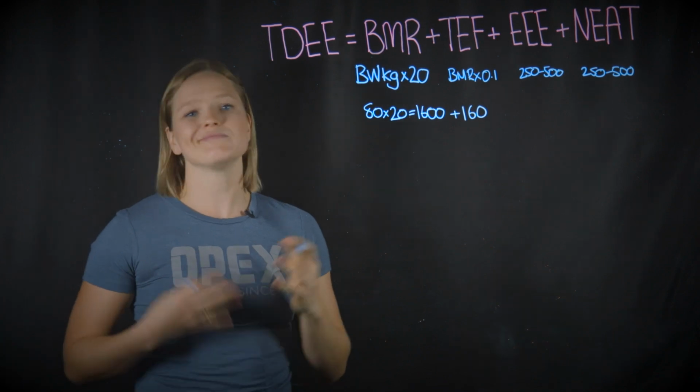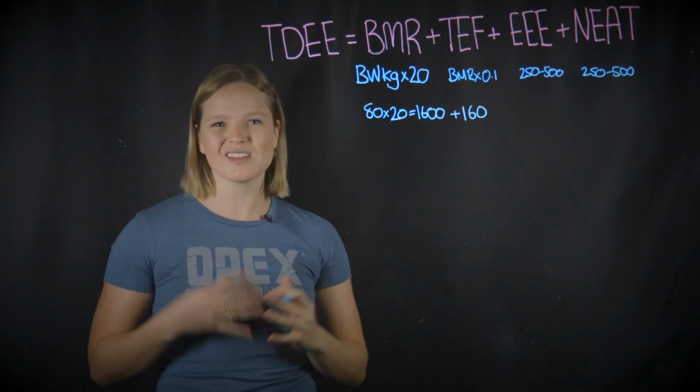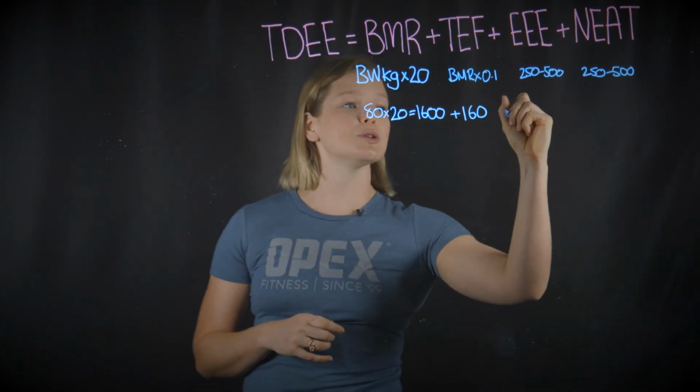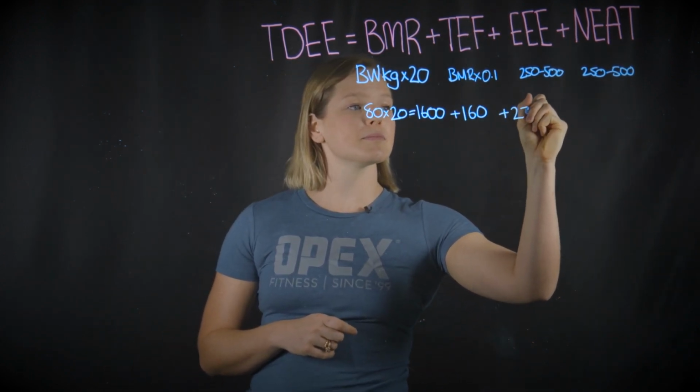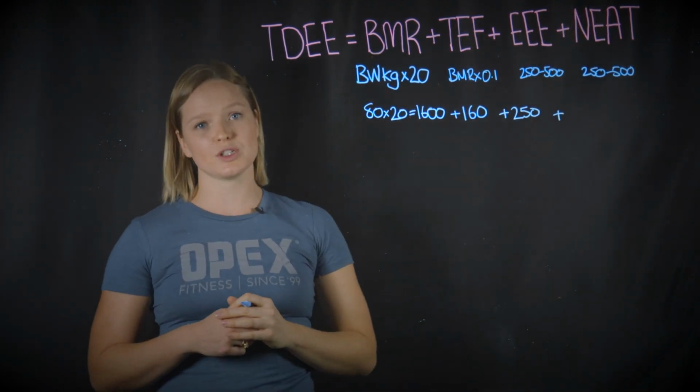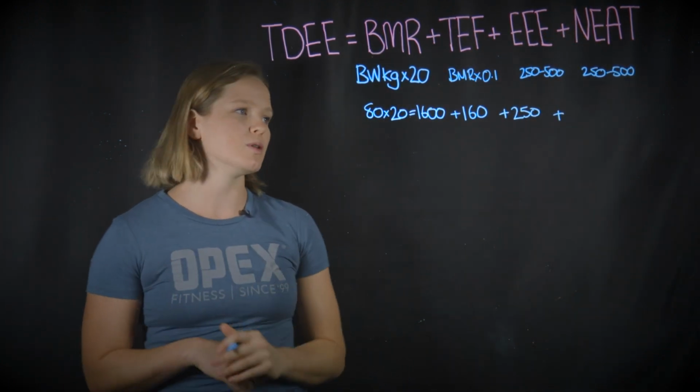Now this client, fairly inactive, works out just a light to moderate amount 3 times a week. So for EEE, I'm going to give him 250. And then for NEAT as well, we're going to say 250. He works a desk job. He's not moving around a lot.